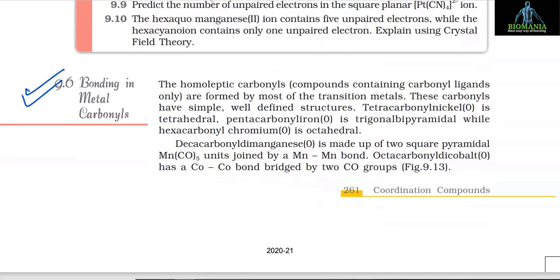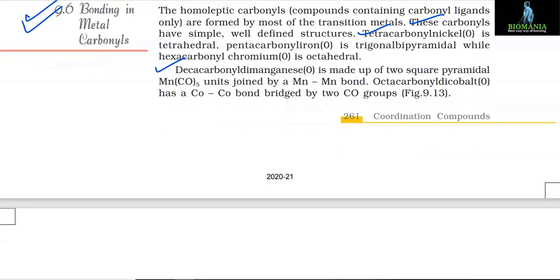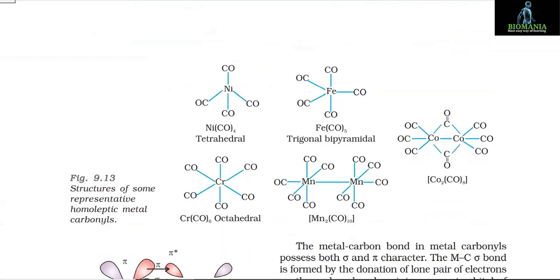9.6 Bonding in metal carbonyls. The homoleptic carbonyls are formed by most of the transition metals. These carbonyls have simple, well-defined structures. Tetracarbonylnickel is tetrahedral, pentacarbonyliron is trigonal bipyramidal, while hexacarbonylchromium is octahedral. Decacarbonyldimanganese is made up of two square pyramidal Mn(CO)5 units joined by a Mn-Mn bond. Octacarbonyldicobalt has a Co-Co bond bridged by two CO groups.